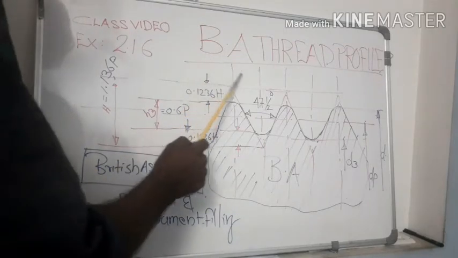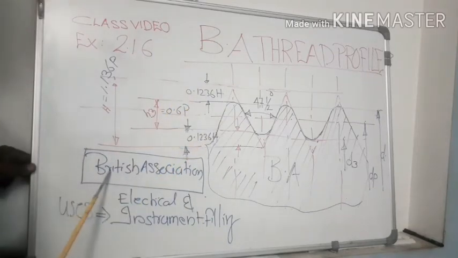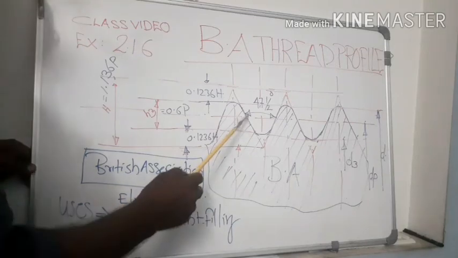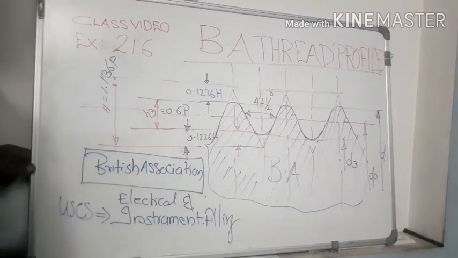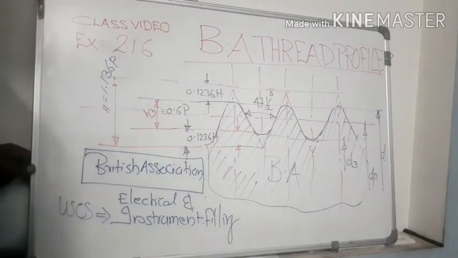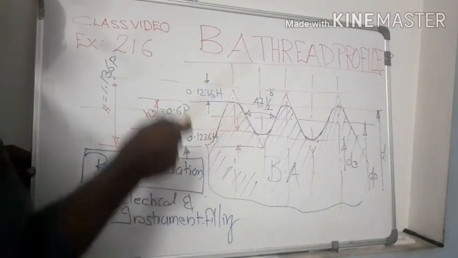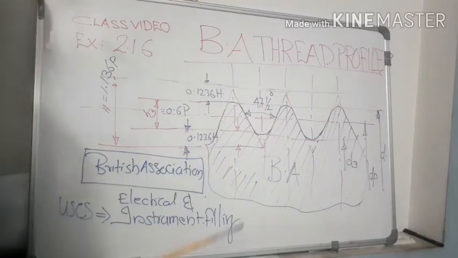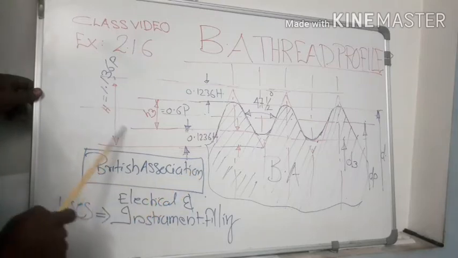Next, what do you mean by BA? The expansion of BA is British Association threads. Here, its angle is 47.5 degree, whereas in the case of BSW, its angle is 55 degree. So, this thread is a supplement of BSW threads. Here, all parameters are marked in terms of pitch.